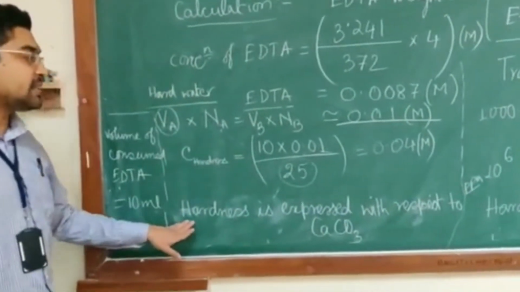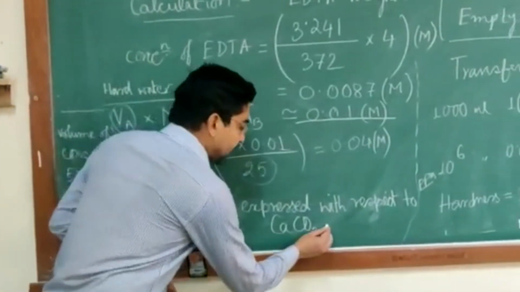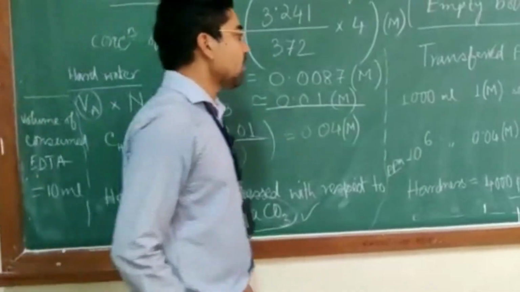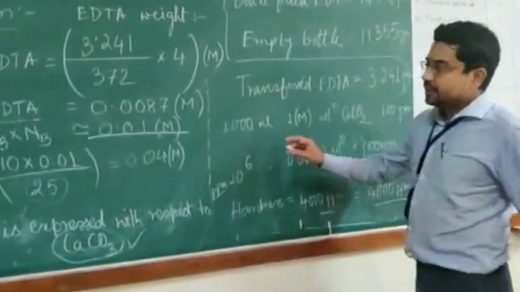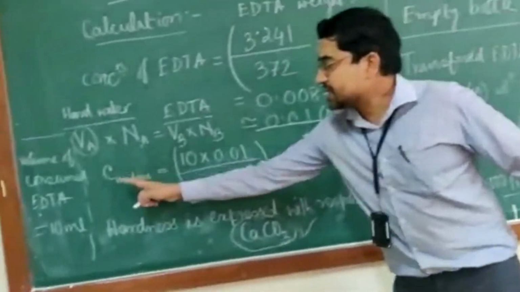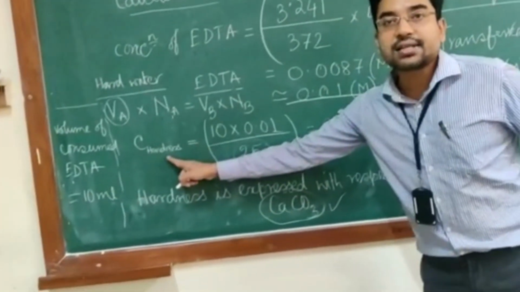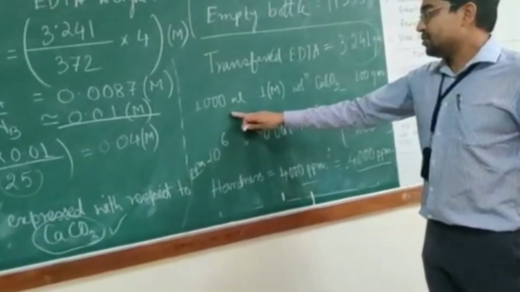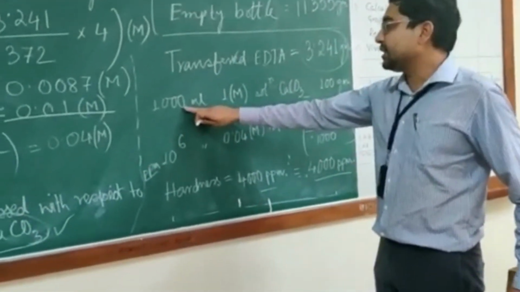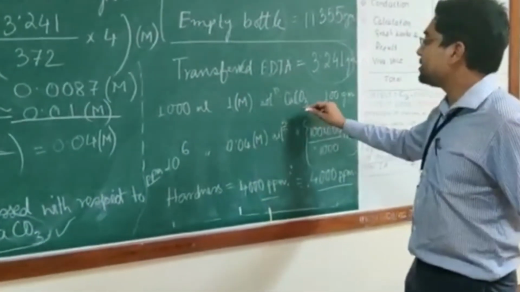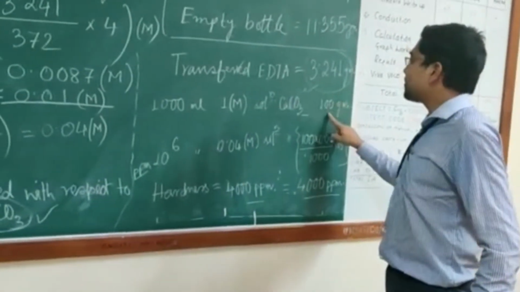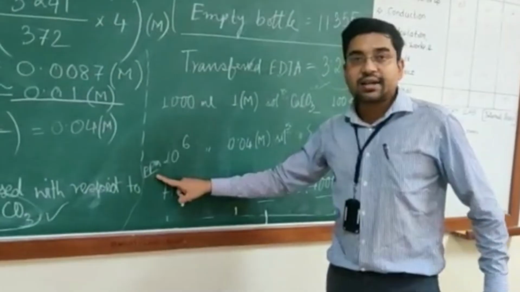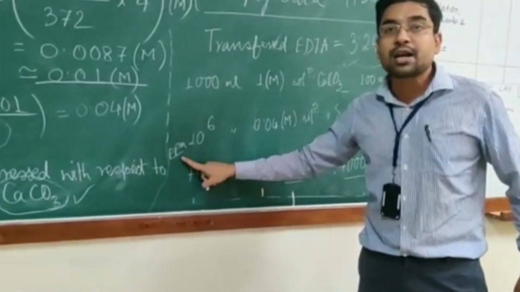Next, hardness is expressed with respect to calcium carbonate. This is taken as standard. So I can say that concentration of hardness means concentration of calcium carbonate. As we know from the definition of molarity, 1000 ml of 1 molar solution contains calcium carbonate equal to 100 gram. We express hardness in ppm unit, that is parts per million.